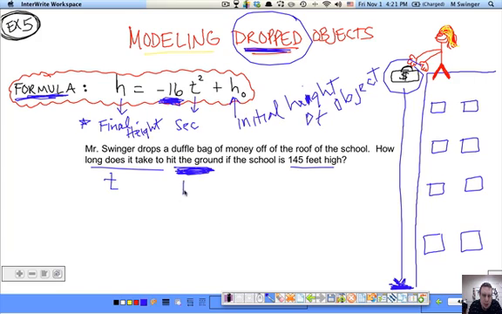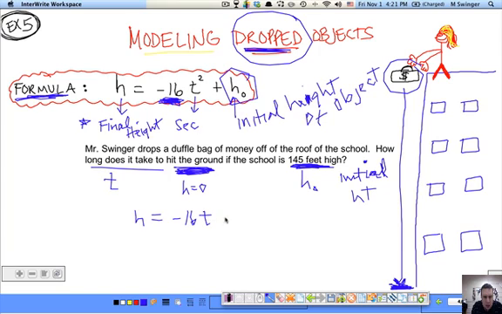So this means h is equal to 0. This h, your final height, is 0, right? What about your initial height? Do we know that? Yes, I told you. 145 feet high, you're standing and you drop it. So this is your h sub 0, your initial height. Okay, so all we have to do is use our formula and solve and we're in good shape. So h is equal to negative 16 t squared plus h sub 0.